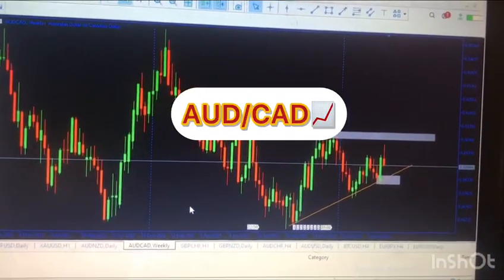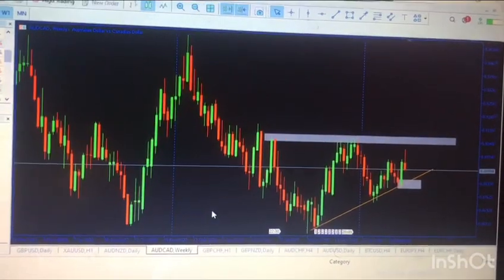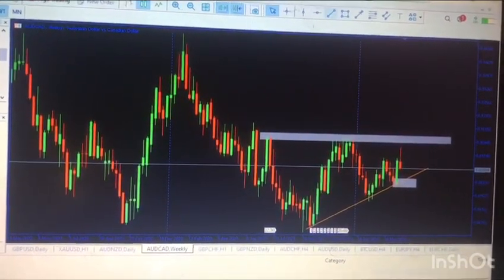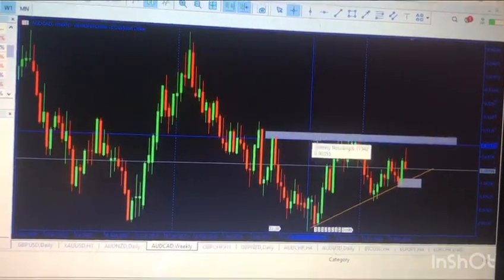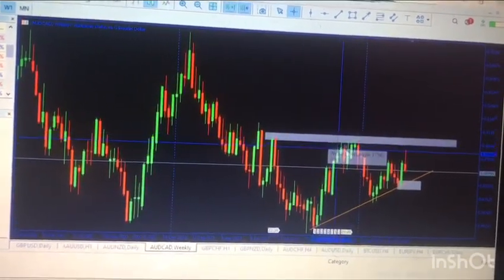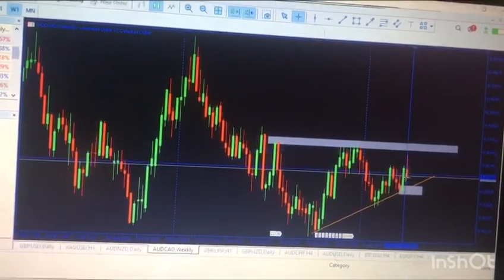I've done a little analysis on it. As you can see, my points of entry, you can see my levels. This is my level, this is a weekly level. I think there's a strong level there. So price has been going there and then rejecting. You can see this one almost got there, rejected also.